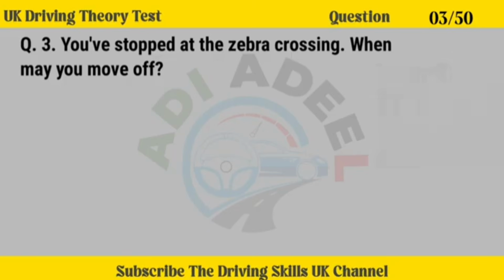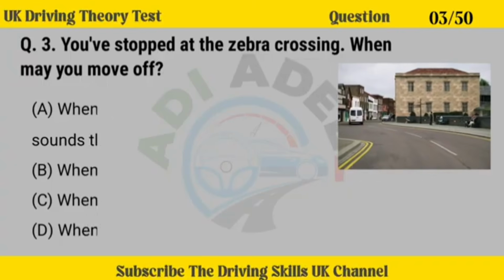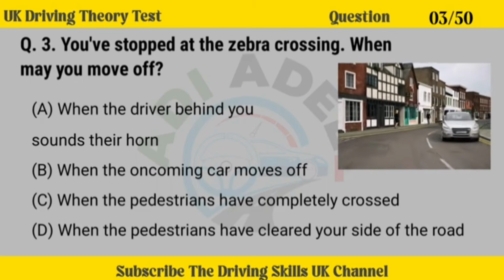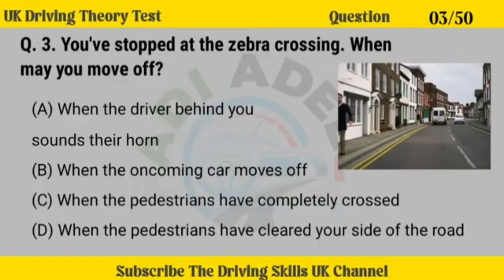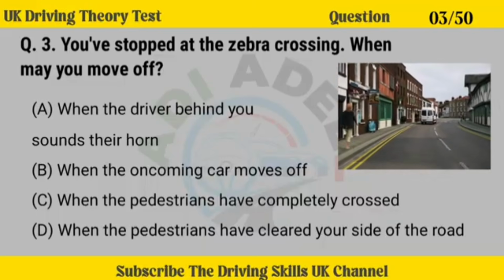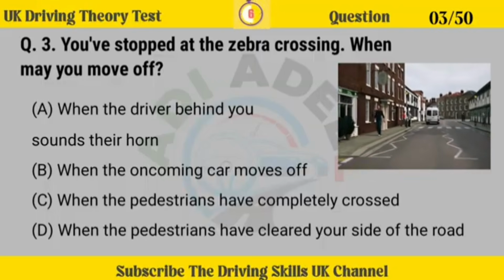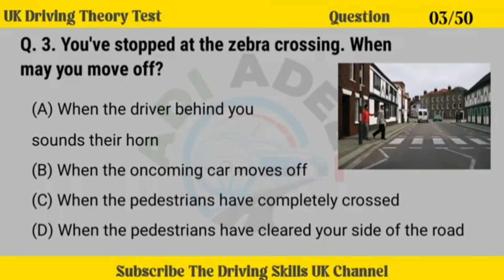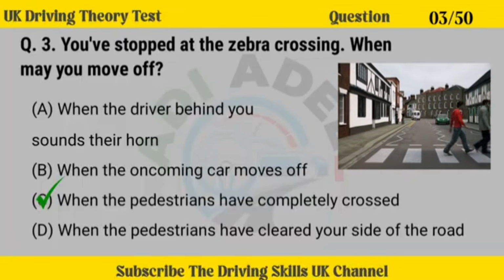Question 3. You've stopped at the zebra crossing. When may you move off? A. When the driver behind you sounds their horn. B. When the oncoming car moves off. C. When the pedestrians have completely crossed. Or D. When the pedestrians have cleared your side of the road. The right answer is C. When the pedestrians have completely crossed.